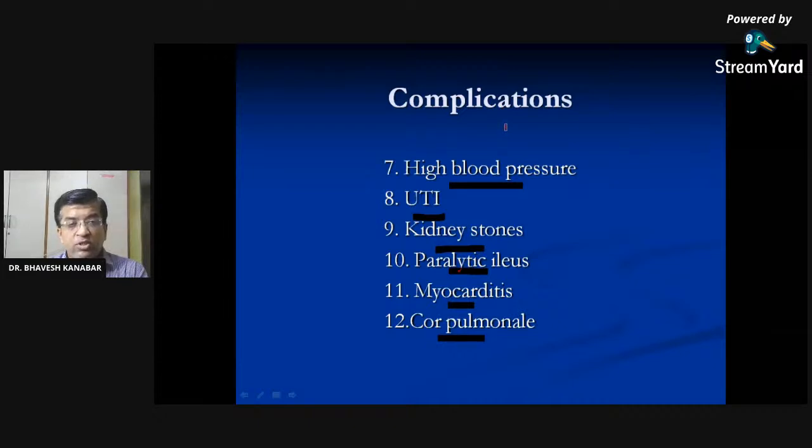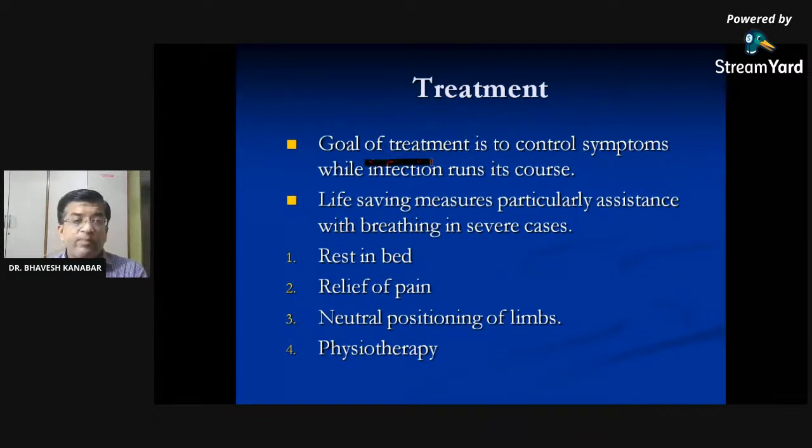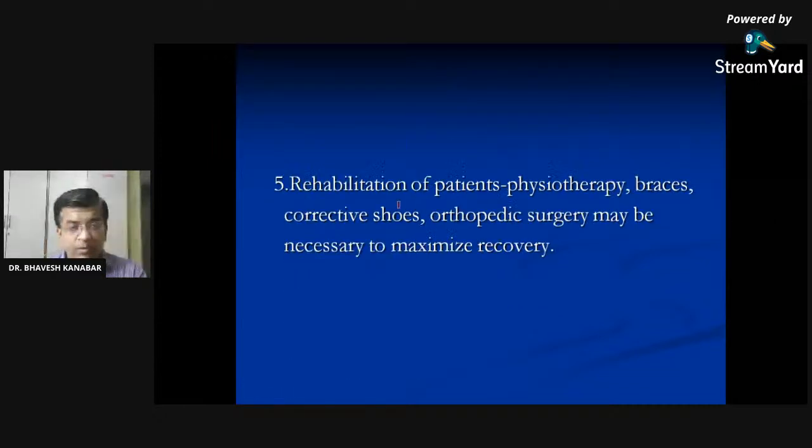Treatment: if the child is having polio, the goal of treatment is to control the symptoms while the infection runs its course. So life-saving measures can be particularly assisted whenever there is breathing difficulty, rest in bed, relief of the pain, and neutral positioning of the limbs, right? And physiotherapy. These are the mainstay of the treatment of polio.